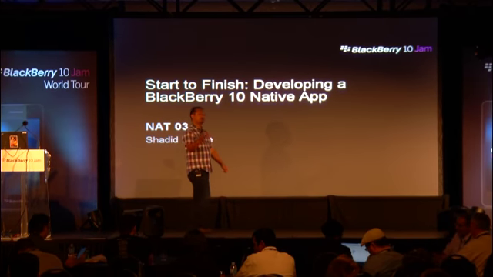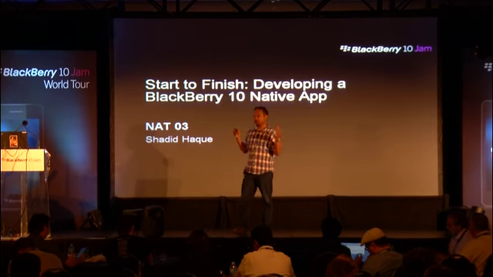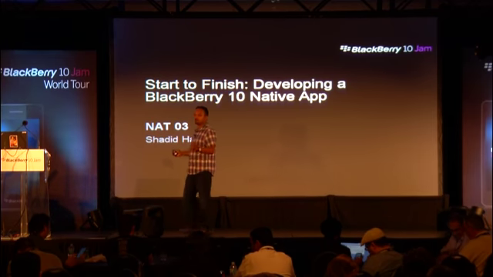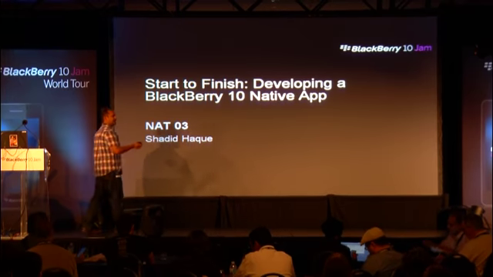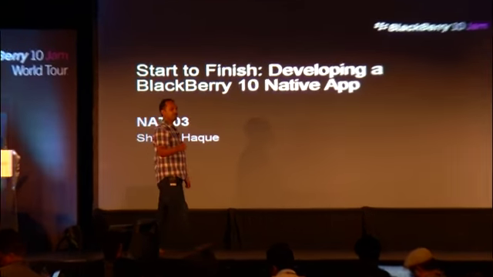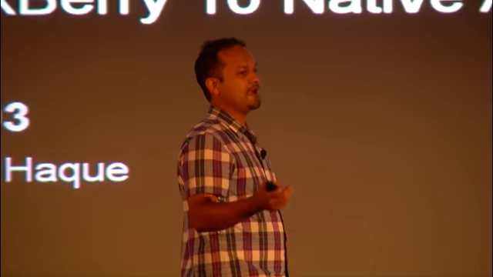We're going to take a few steps back and look at the platform as a whole from a 30,000 feet view. So in this session, we're going to talk about a start-to-finish flow of developing a BlackBerry 10 application. So anything starting from how you get the SDK, what tools and APIs are available, and how you can use them in your application to make that compelling user experience.